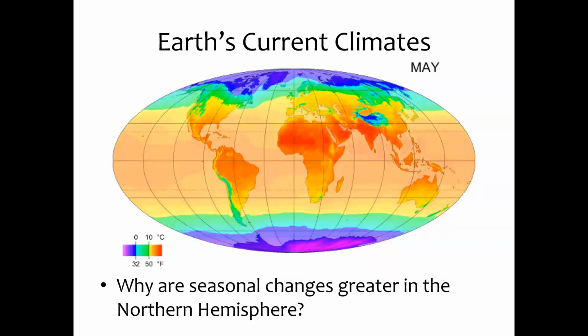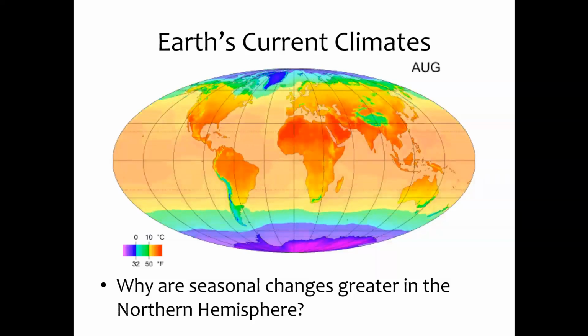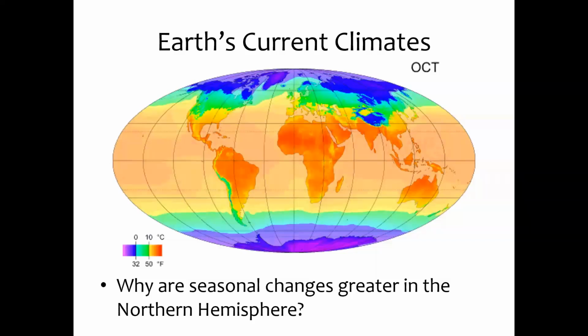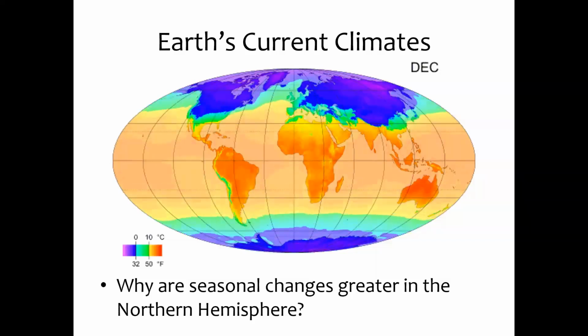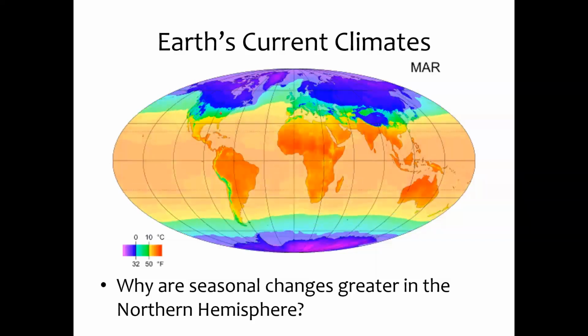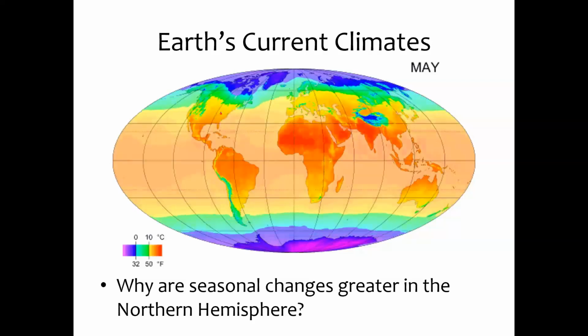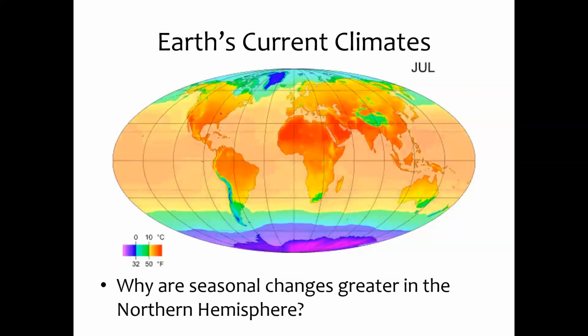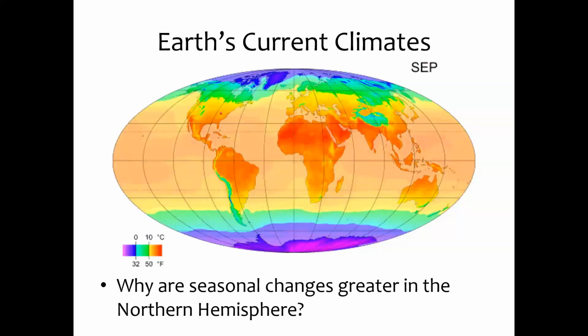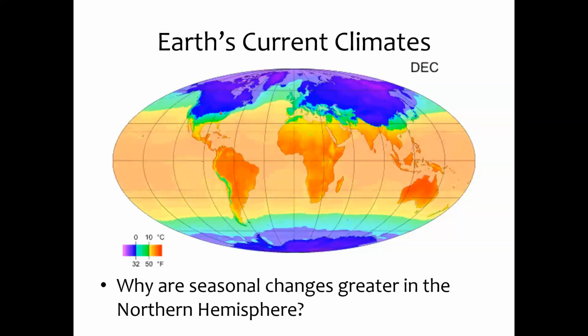We can also notice from this diagram that the seasonal changes seem to be greater in the northern hemisphere. Pick out any given point, Knoxville, give or take a little bit, and we can see that the seasonal changes are pretty severe. We go all the way from deep orange to blue in our average temperature there.